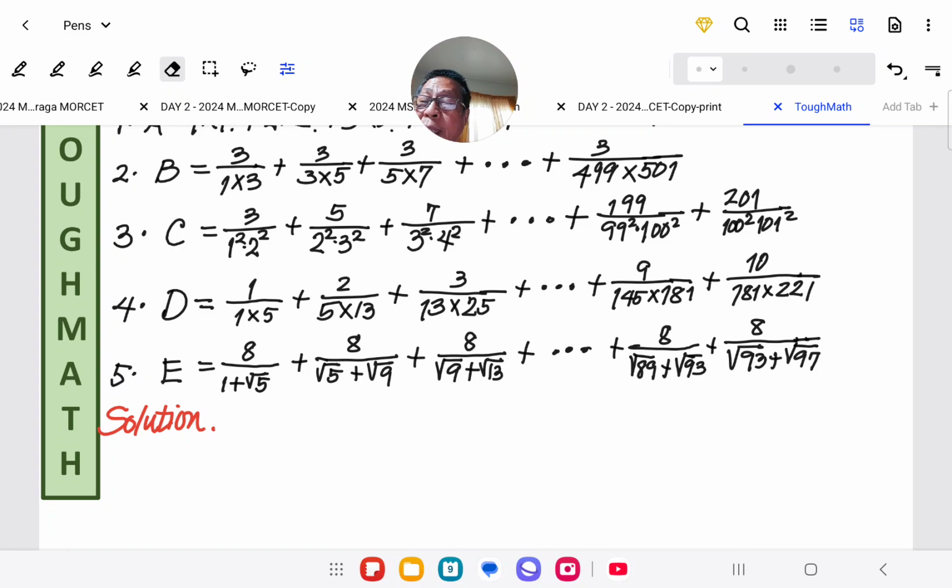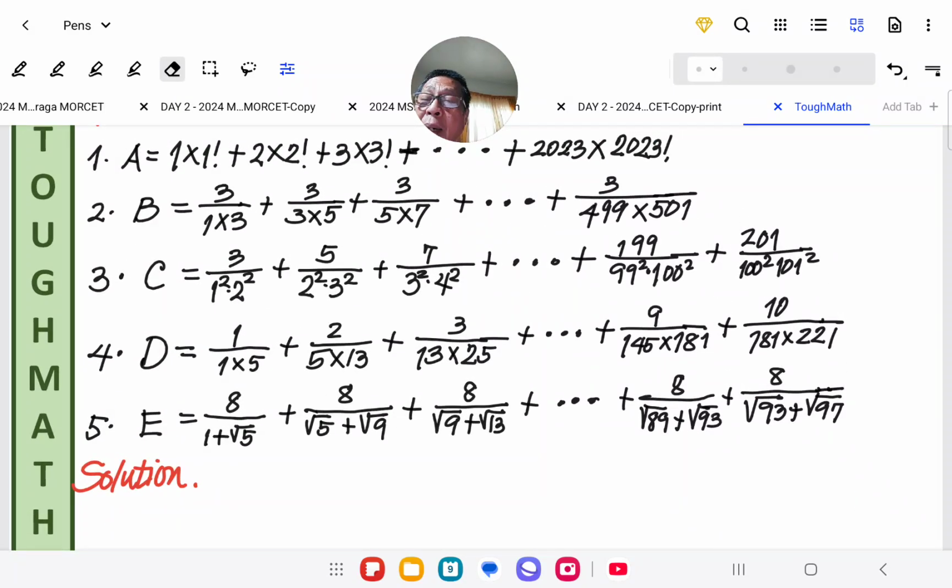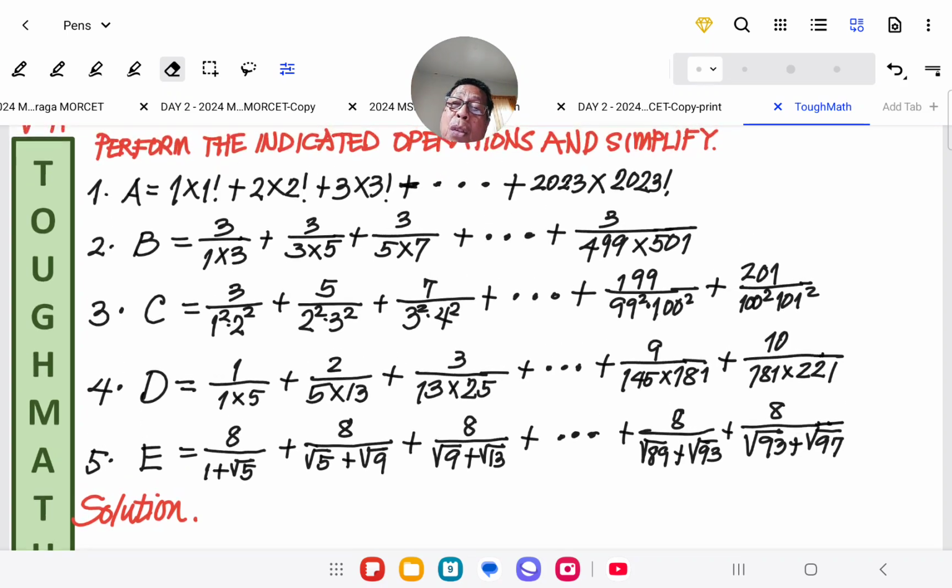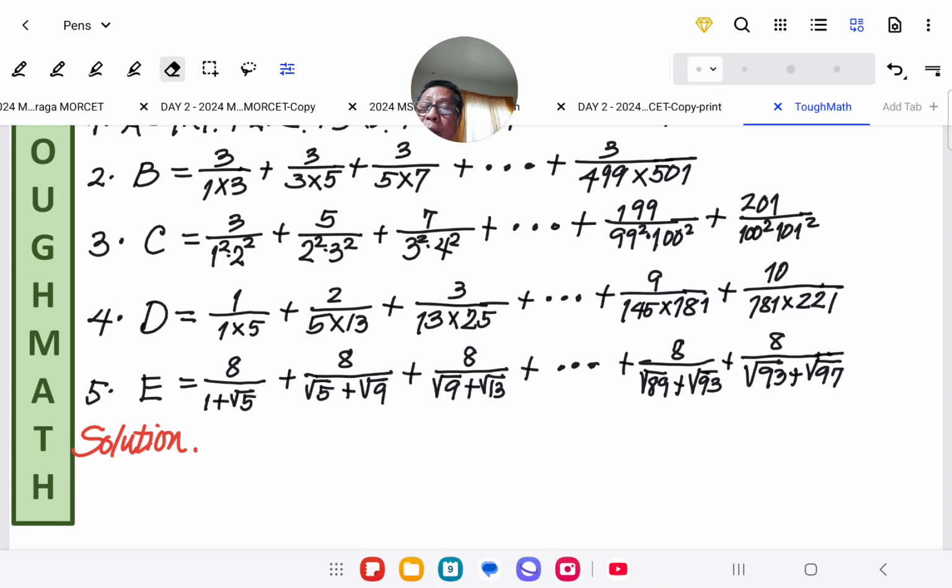So for today's video, we have 5 calculation exercises, and the first one is A is equal to 1 times 1 factorial plus 2 times 2 factorial plus 3 times 3 factorial and so on until 2023 times 2023 factorial. So the complete instruction is perform the indicated operations and simplify without using calculators.